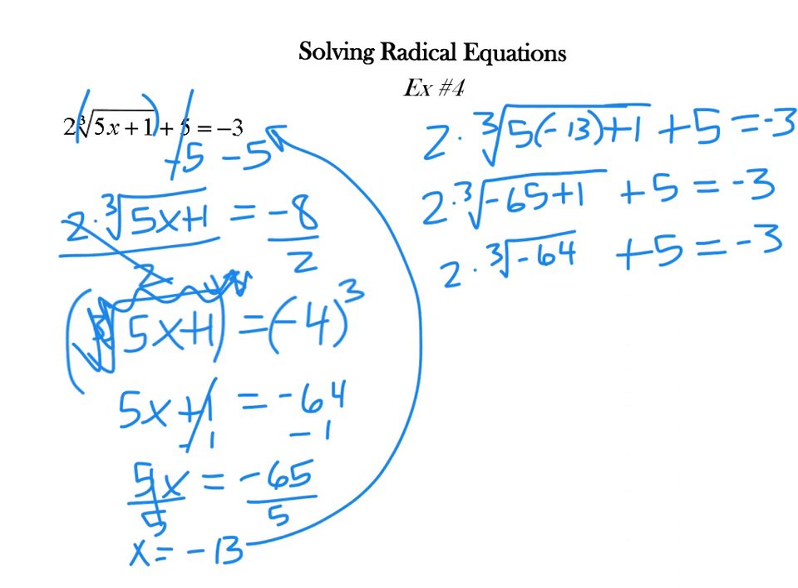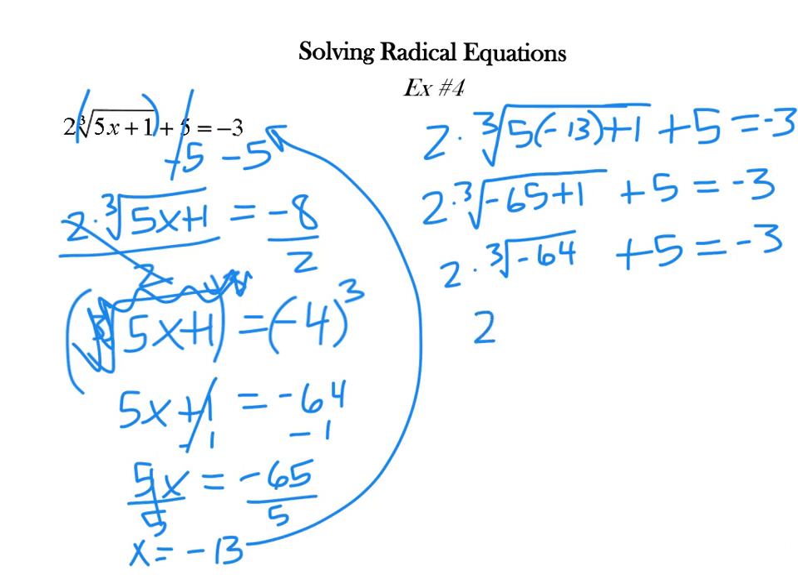Now, the cube root of 64 is what number multiplied by itself 3 times is going to give me 64. Negative 64, and that's 4 times 4 times 4. Now, to get a negative, I need to do a negative 4 times negative 4 turns into positive 16. Positive 16 times negative 4 gives you the negative 64. So the cube root of negative 64 is negative 4.